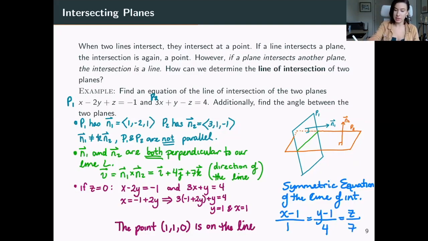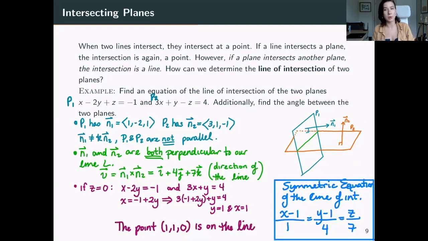So that gives us our final answer of x minus 1 over 1 equal to y minus 1 over 4 equal to z over 7. There is the second part of this problem that I've stated here, which is to find the angle between the two planes, but I've run out of room to do this. However, it's not all that bad to finish up.